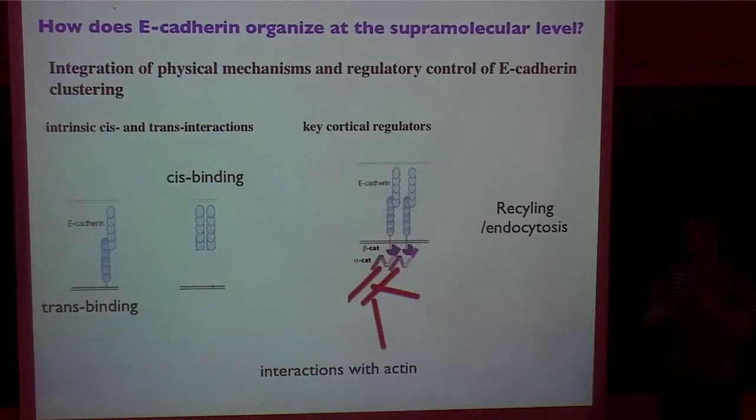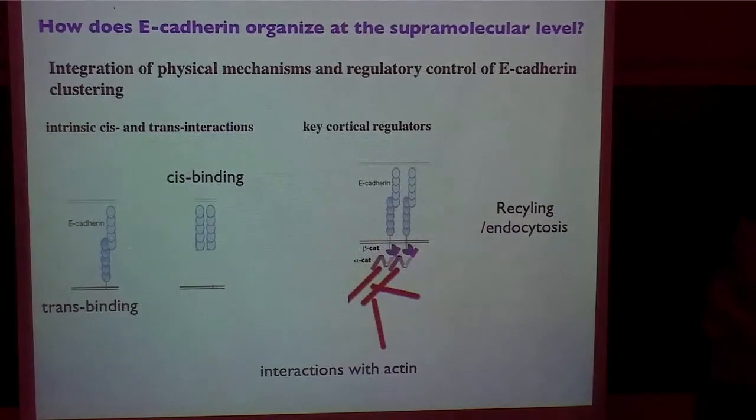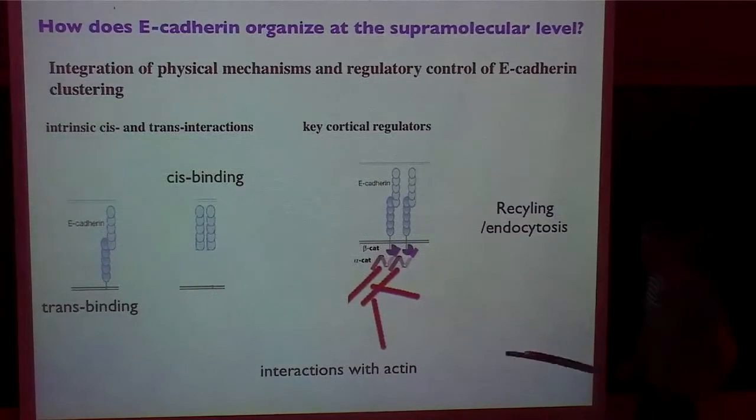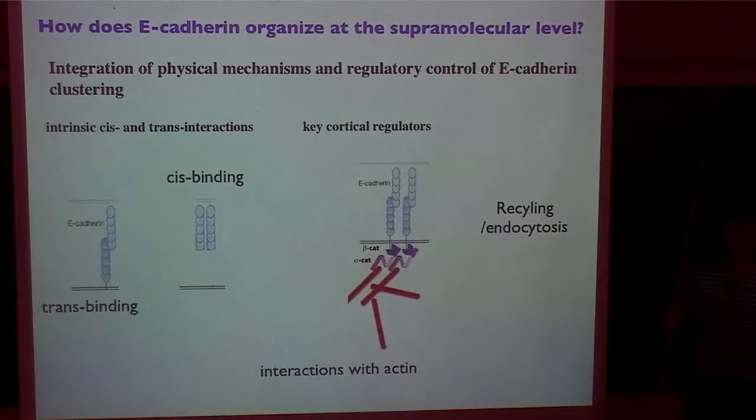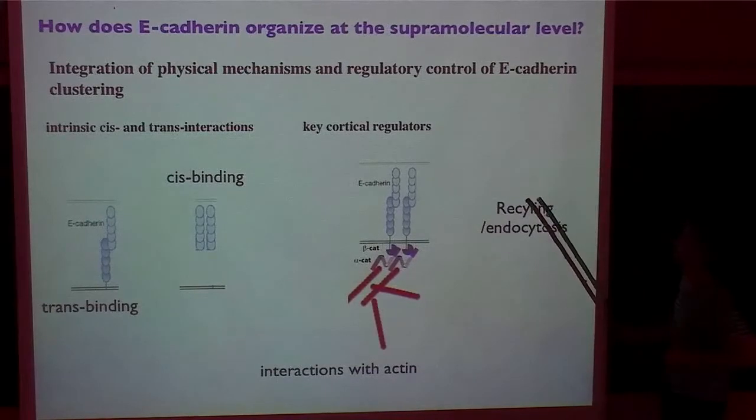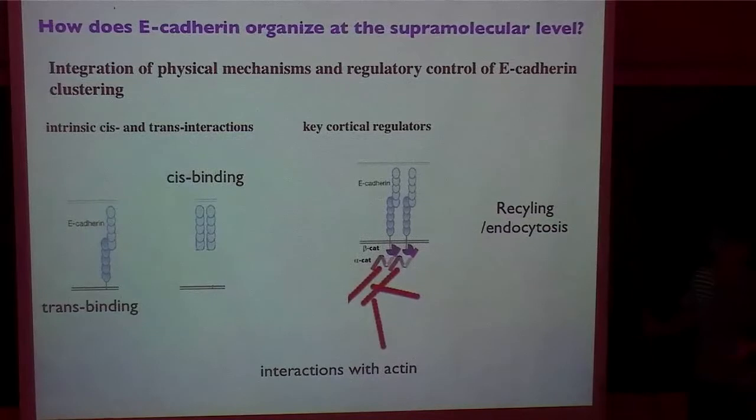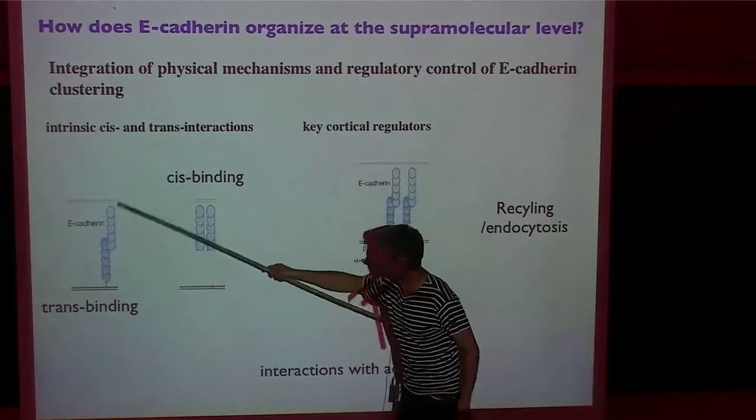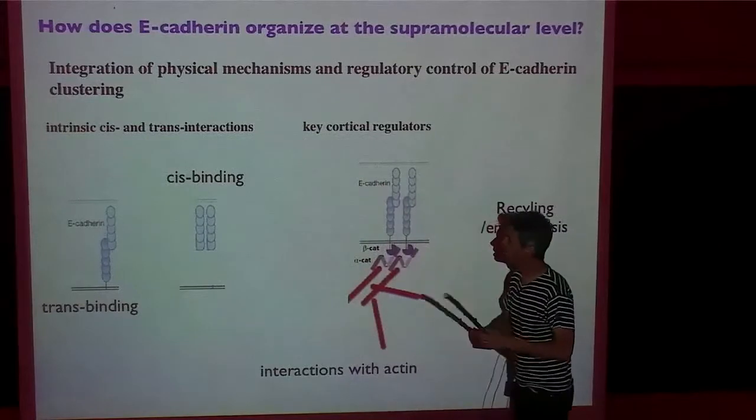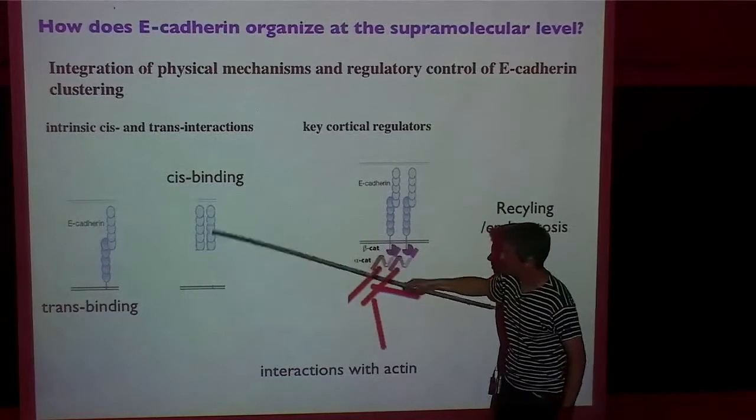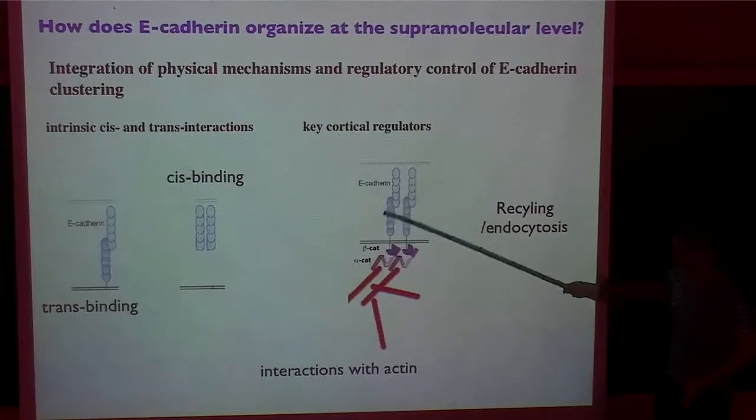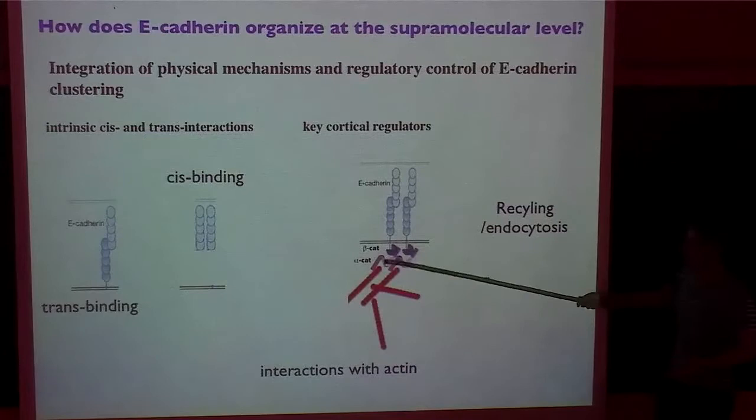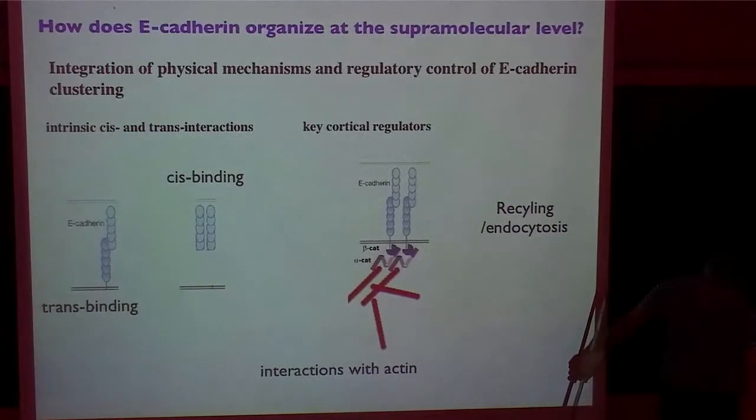You have fluctuation or change in level of E-cadherin, which drives cell intercalation. What I'm interested in here is understanding the principles which underlie E-cadherin organization at cell contacts and how regulatory molecules can change this distribution. At the molecular level, cadherin can form bonds between two cells by trans binding. They can also bind in the same plane of the membrane by cis binding. Then there are cortical regulators which can change the organization and the dynamics of these clusters, as I will show you.